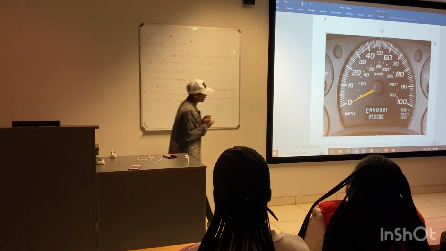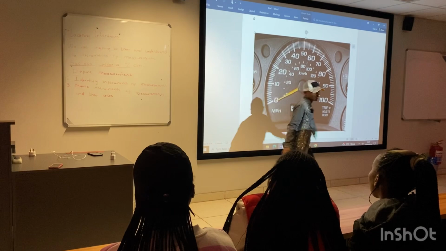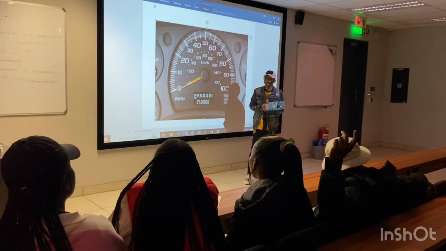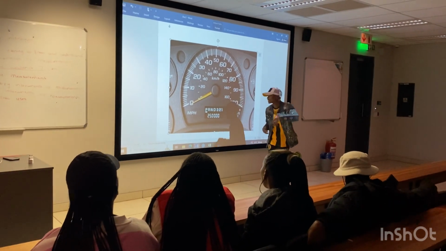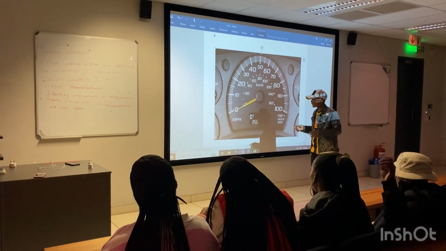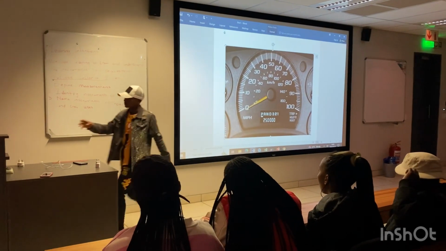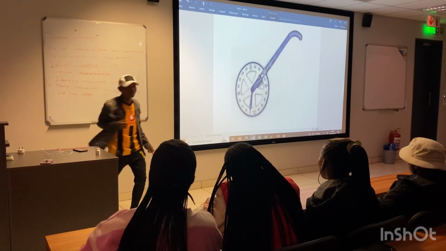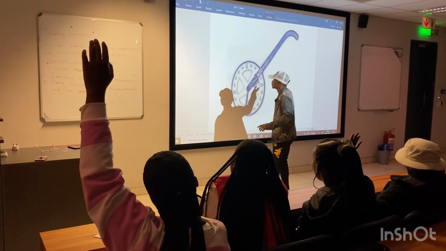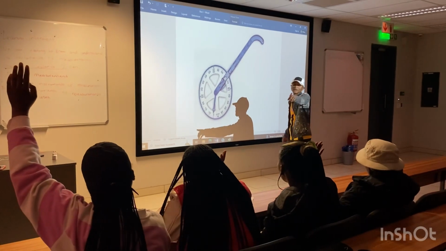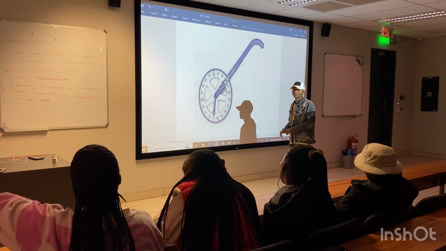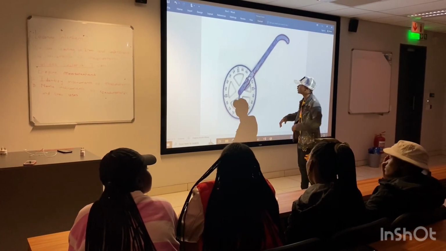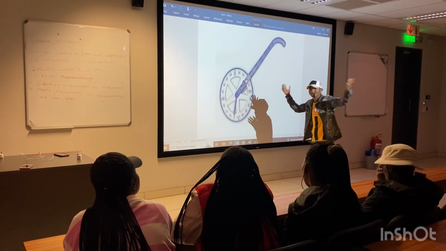From this picture, odometer. What can I measure using this odometer? Yes, we can measure a distance from point A to point B. From this picture, what can I measure using this triangle wheel? You can measure the space of maybe a ground or a big yard. Yes, we can measure a distance of a big yard or a ground.